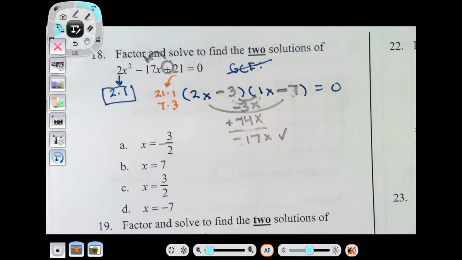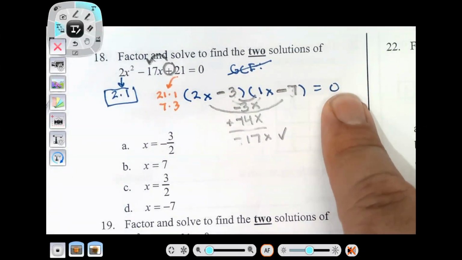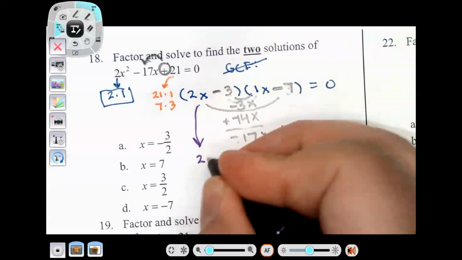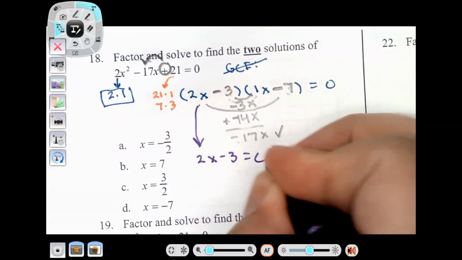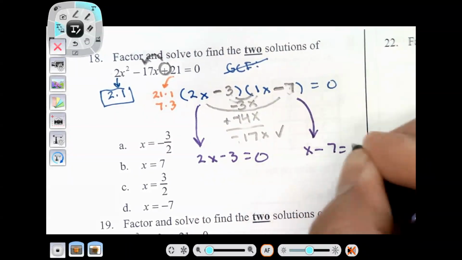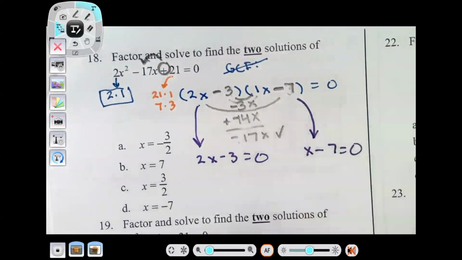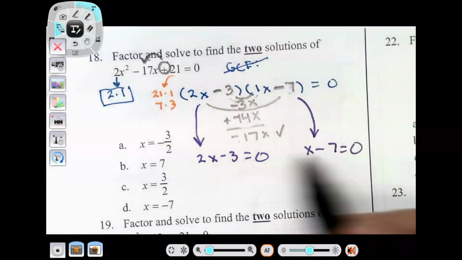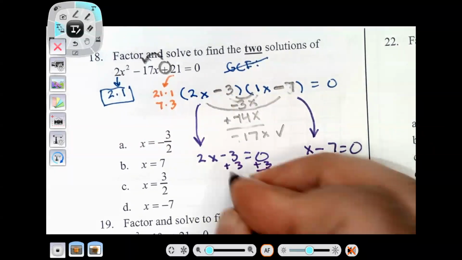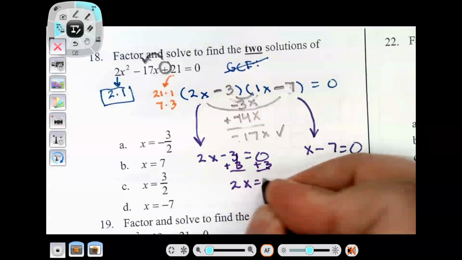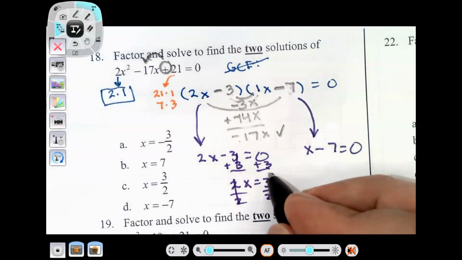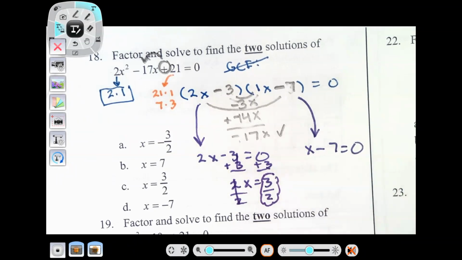But remember, this is an occasion where they did say equals 0. So that means I'm going to take this factor, 2x minus 3, make it equal to 0. And of course, I need to take the x minus 7 and make that equal to 0. So now I'm just going to very carefully solve. They did say we're going to have two answers, but we know that already. So we're going to add the 3. 2x is equal to 3. And when I divide by 2, there it is. I'm out of space, but there's my first answer. x is equal to 3 over 2.